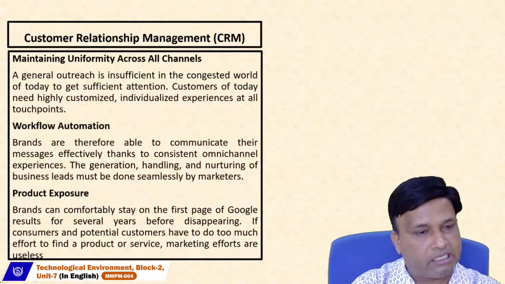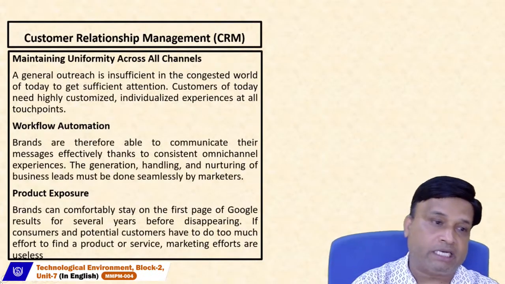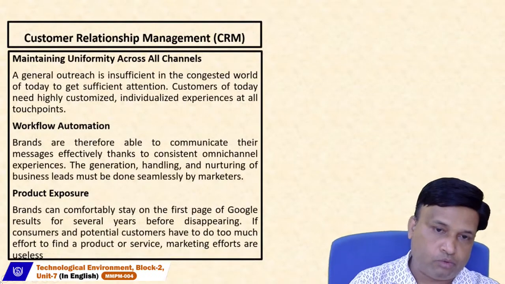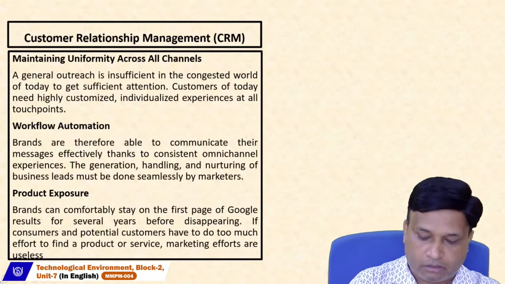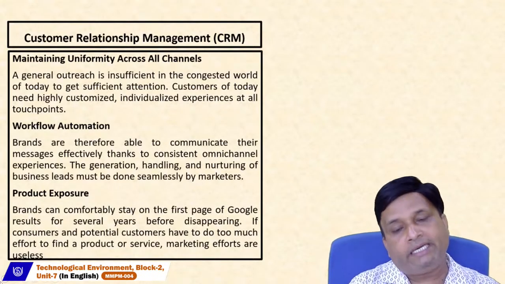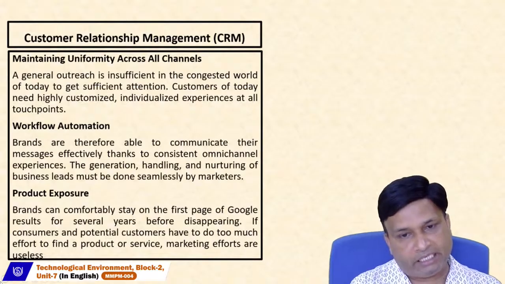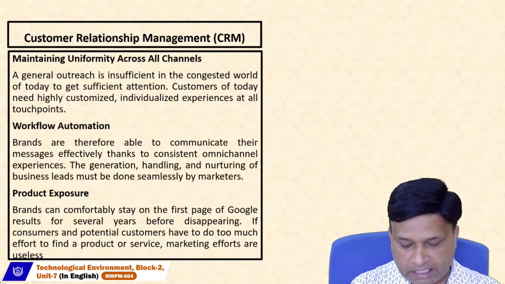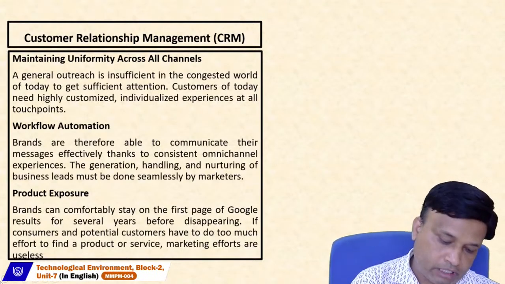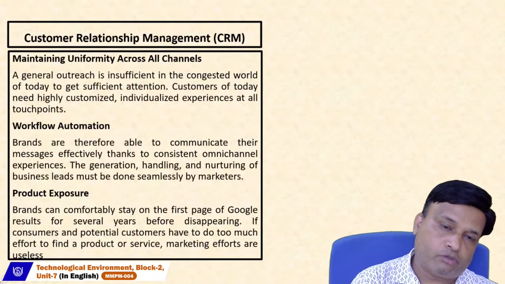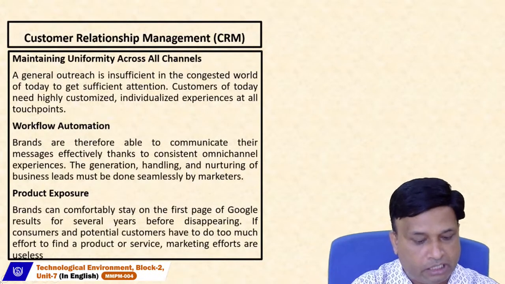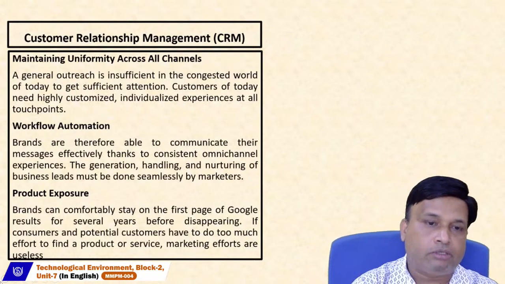Brands are able to communicate their message effectively thanks to a consistent omni-channel. What is omni-channel? Since technology, you have a presence in both the online platform and the offline platform. Online and offline can be integrated, and that becomes omni-channel. You can order a product online and get the product offline, or order a product offline and get the product online. That is possible through the use of CRM. CRM is making things easier and smarter because you have the data.